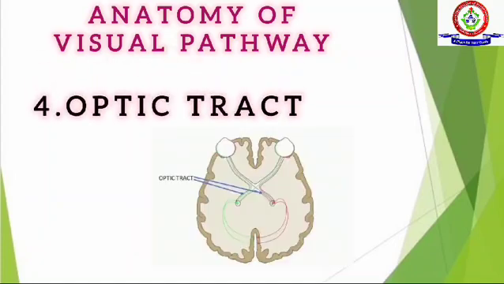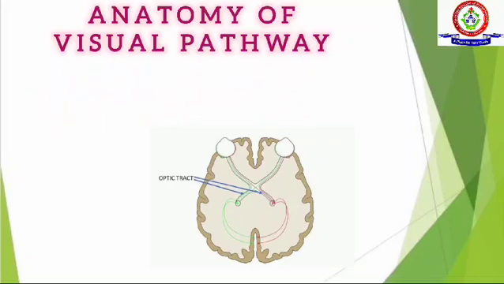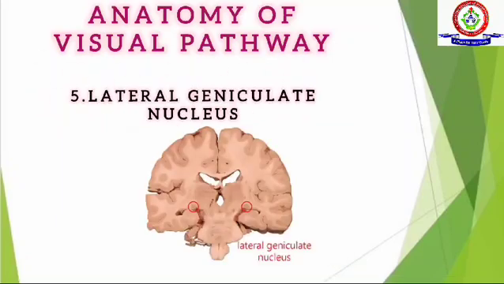After the optic chiasm, the optic tract. Each pathway is called an optic tract. Each optic tract contains fibers from both eyes, carrying visual information about the opposite visual field. Next, the lateral geniculate nucleus. The optic tracts project to the lateral geniculate nucleus in the thalamus, where visual information is processed and relayed to the visual cortex.